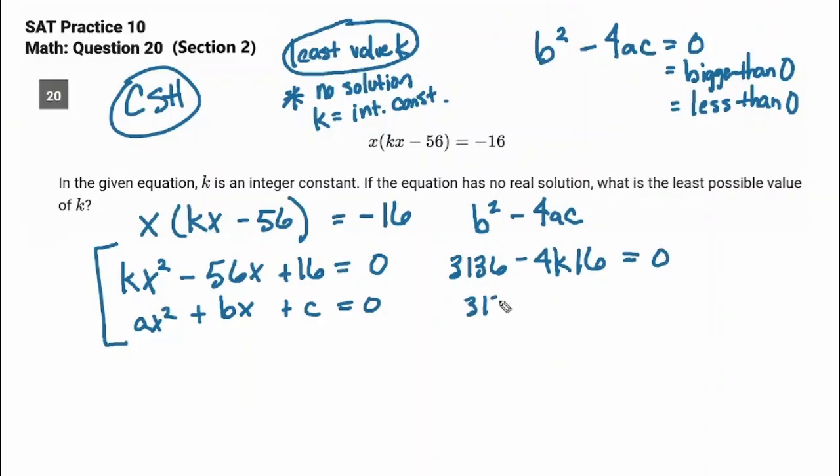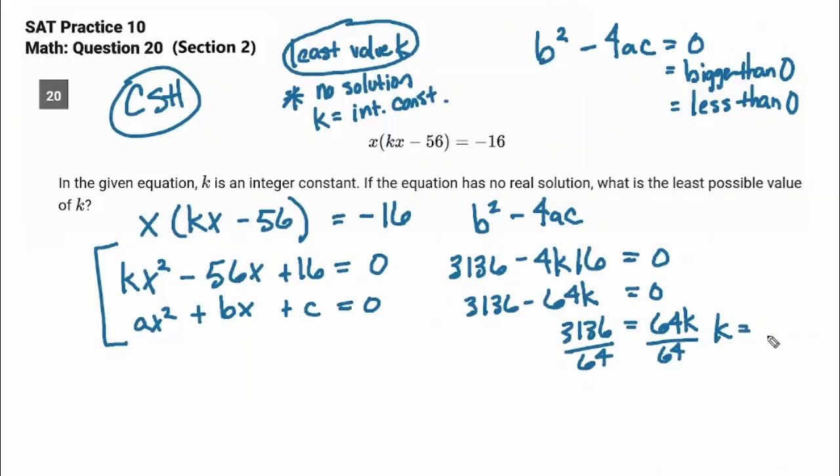So it's 3136 minus 64k equals 0. I'm going to move the 64k across the equal sign so it's positive. Simple algebra, 3136 equals 64k. Divide both sides by 64 on your calculator. And if you have one solution, then k is 49. But you know you don't have one solution. You have no solution.